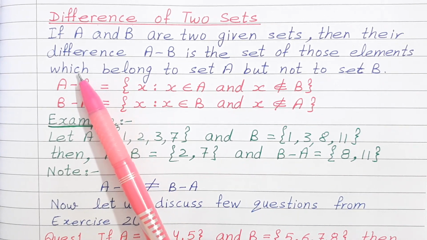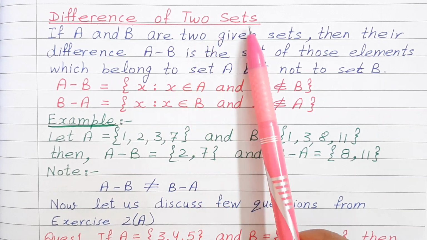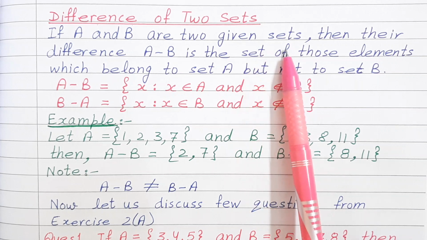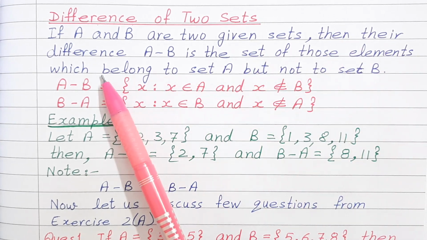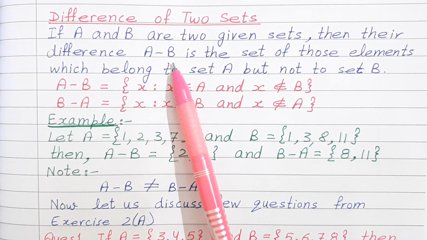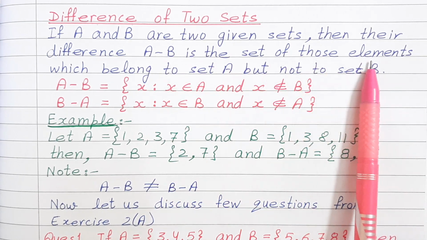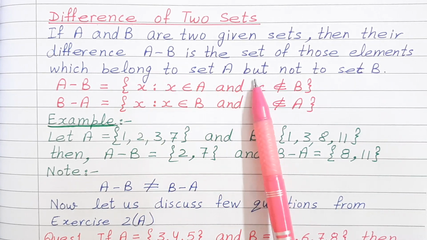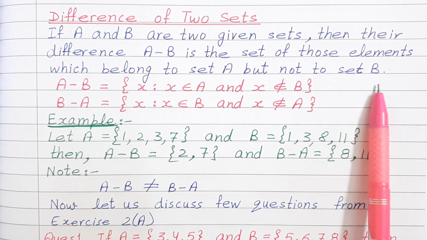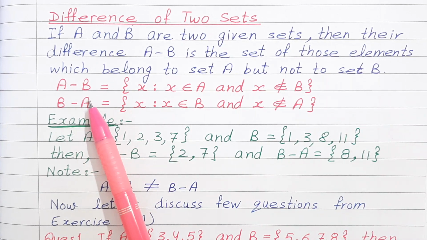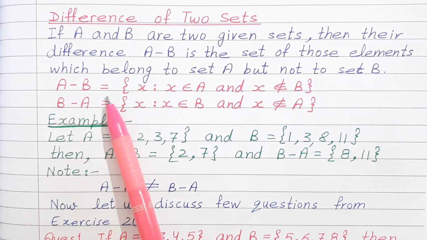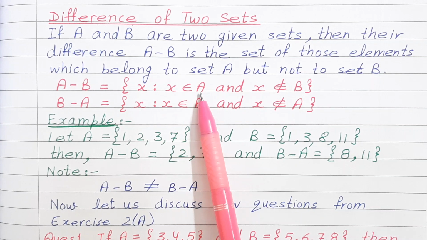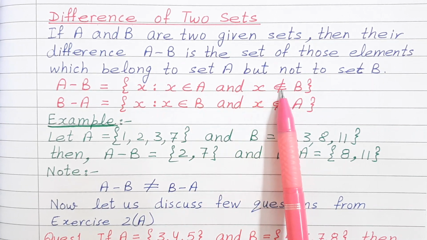Now children, let us discuss the difference of two sets. If A and B are two given sets, then their difference, that is A minus B, is the set of those elements which belong to set A but not to set B. We can write this as A minus B is equal to {x such that x belongs to A but x does not belong to B}.